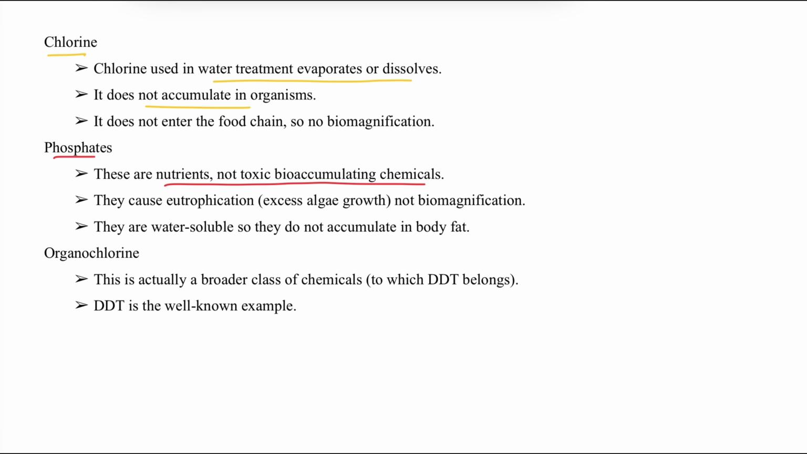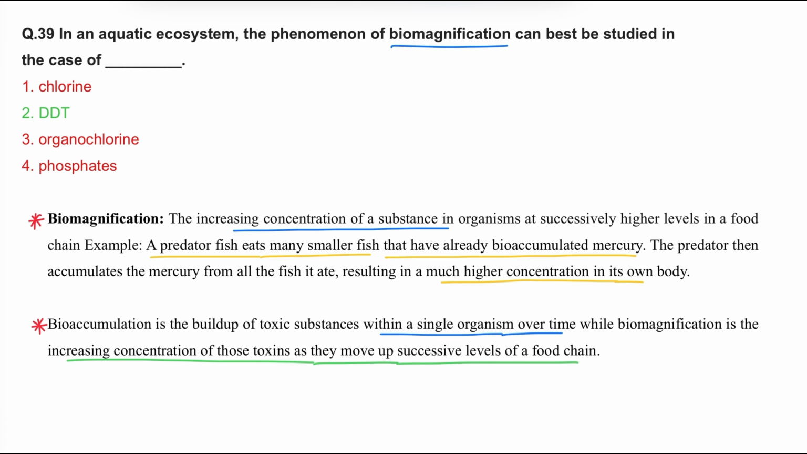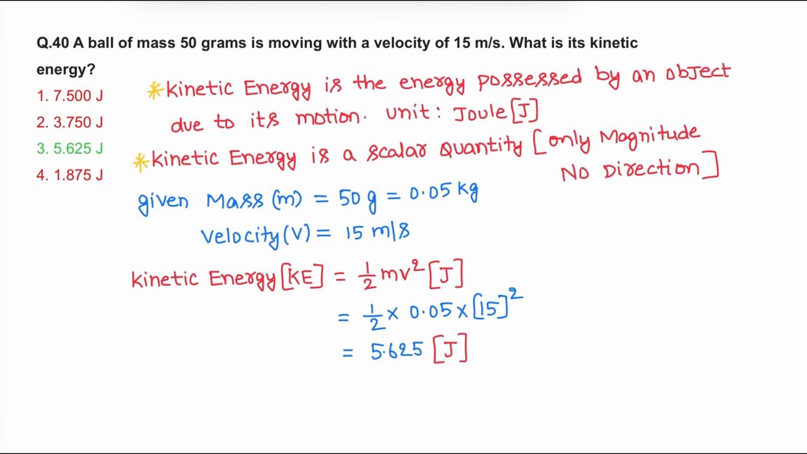Organochlorine is actually a broader class of chemicals to which DDT belongs. DDT is a well known example of organochlorine. From the given options, the correct answer is DDT, dichloro diphenyl trichloroethane. Question number 40.